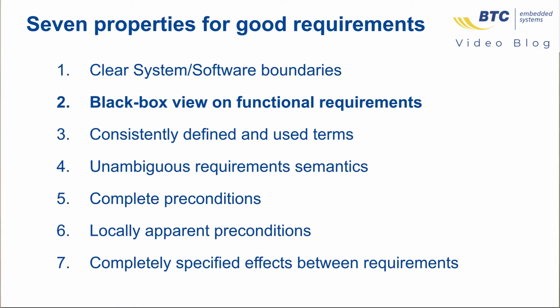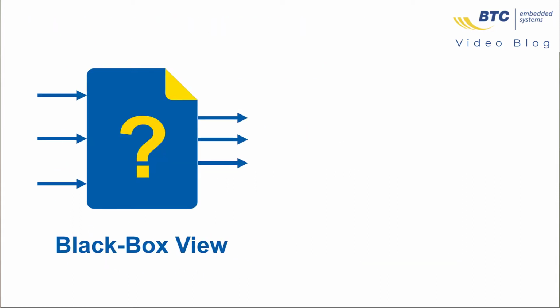What does black box view mean? It means that we do not know or not look at the content of a certain system, but only focus on the interface objects, inputs and outputs. This means that the functional requirements must not describe internal behavior of the system, but focus on the interface objects only. Functional requirements describe what the system should do.